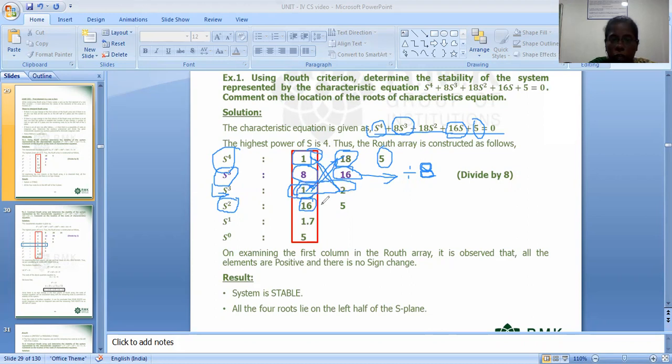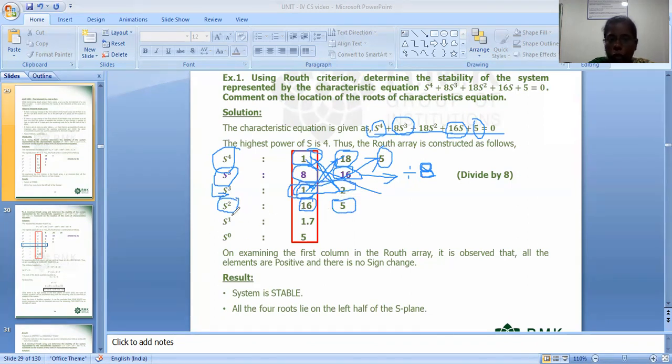The same way we have to find out the next element. Now 1 into 5 minus this into here. We don't have any element, so we have to assume that as 0. So 1 into 5 minus 0 into 1 divided by 1. So that gives you 5. Right, so this is how we are completing the S2 row.